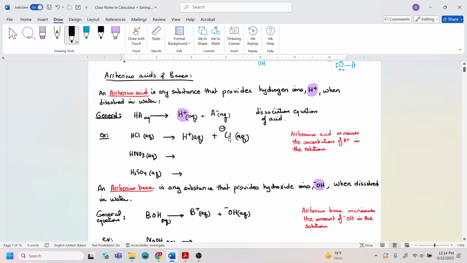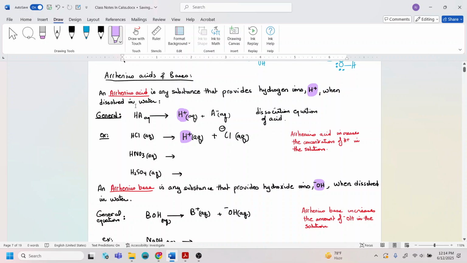You can look and see what type of solution we formed. The moment you see H plus in the solution, this means that your solution is acidic. The concentration of H plus in the solution is going to be very high, making the solution acidic. Another name for H plus is a proton. We call it a proton because it has a plus charge. So this is hydrogen ions, or a proton.